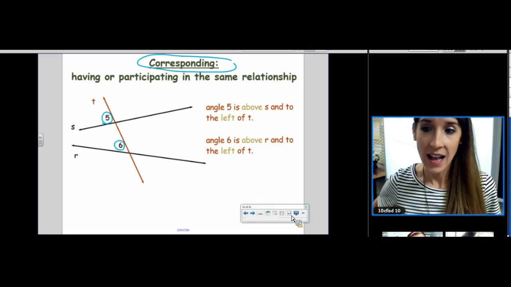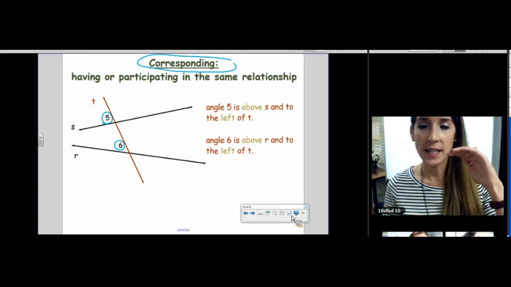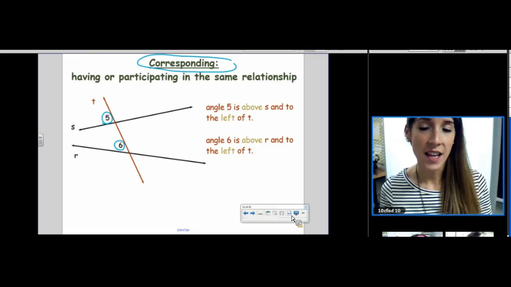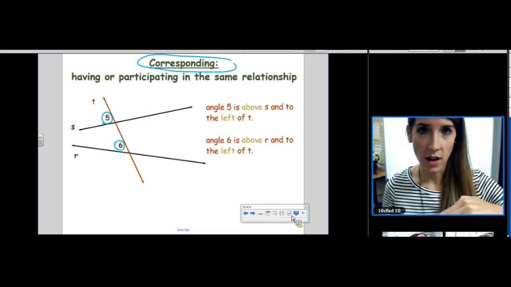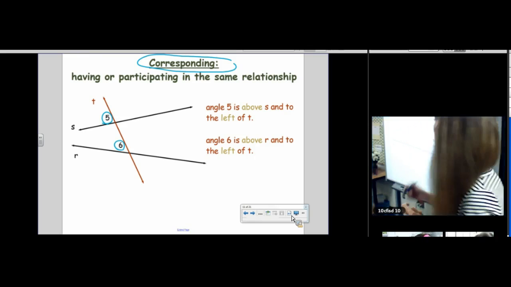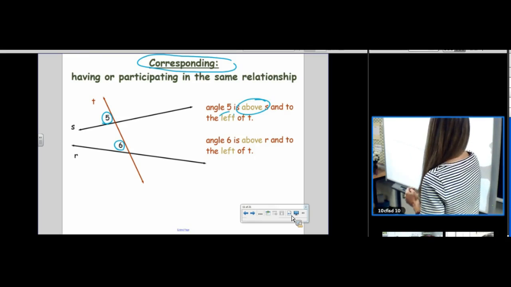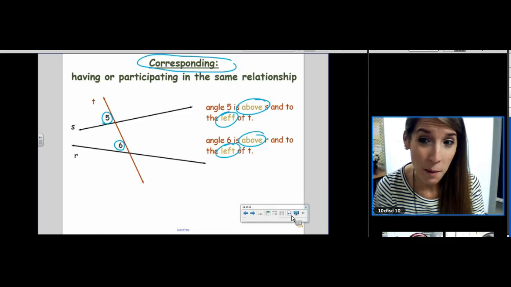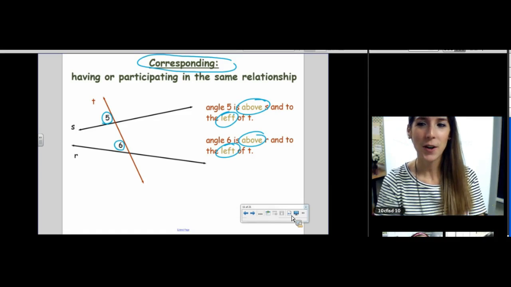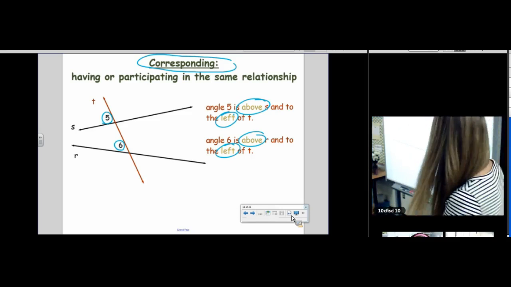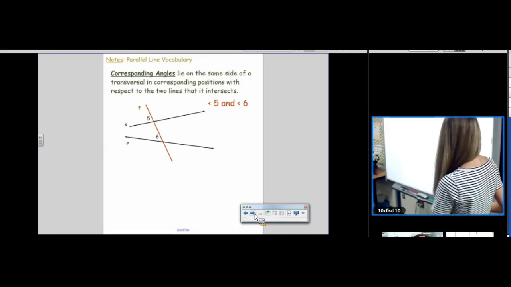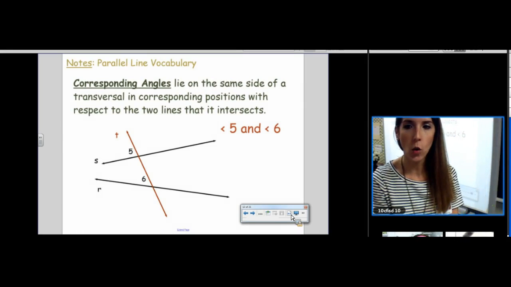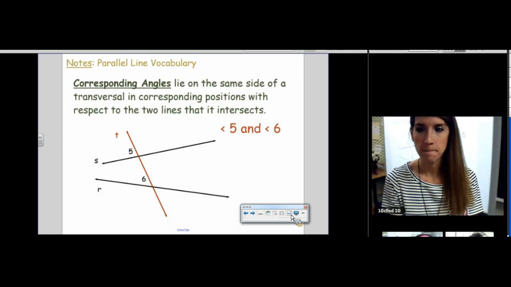What I mean by that is take a look at 5. It's above line S and it's to the left of T. Take a look at 6. It's above line R and it's to the left of T. So they're both above and left. Above and left. So when they're in corresponding positions, they're called corresponding angles. So that's the next word on your sheet. Corresponding. Write it down. Corresponding.